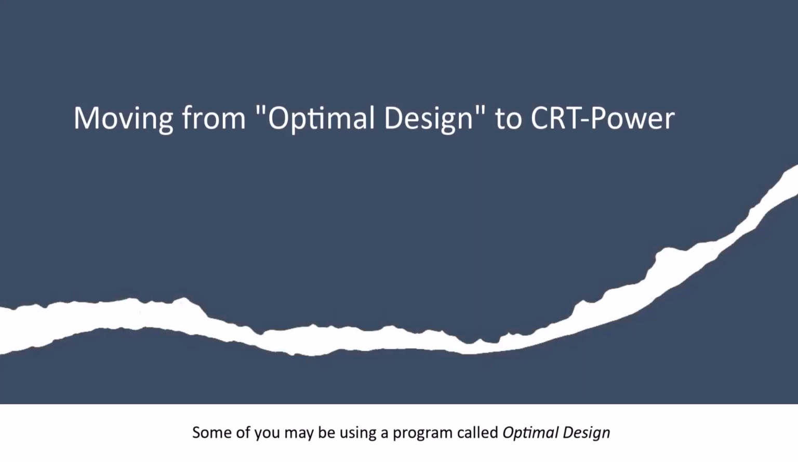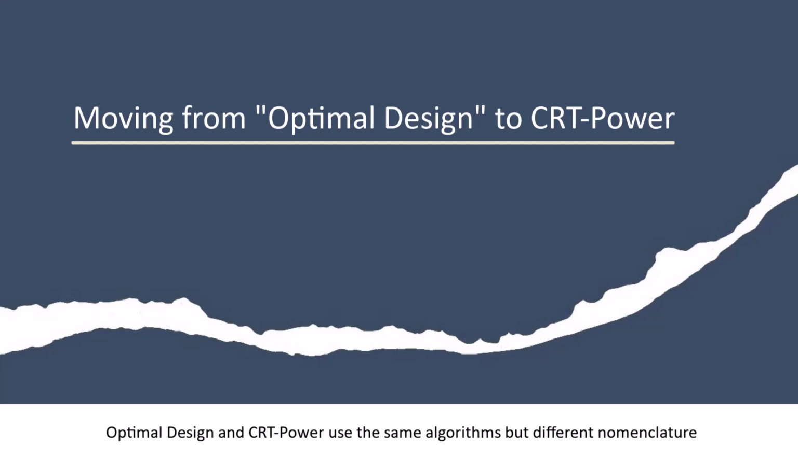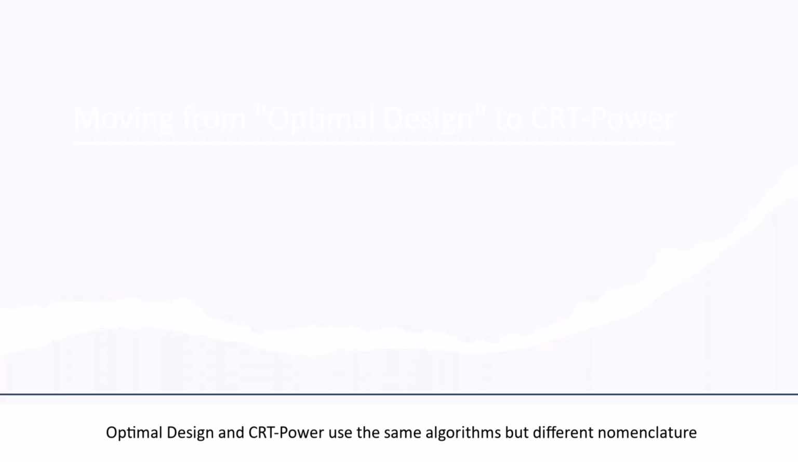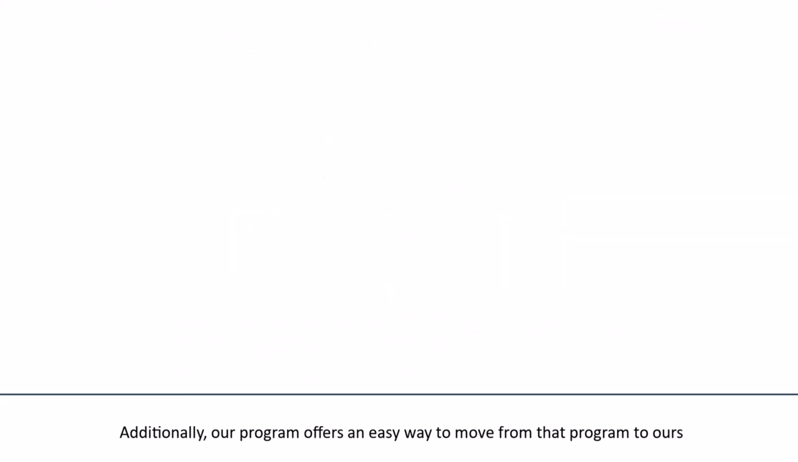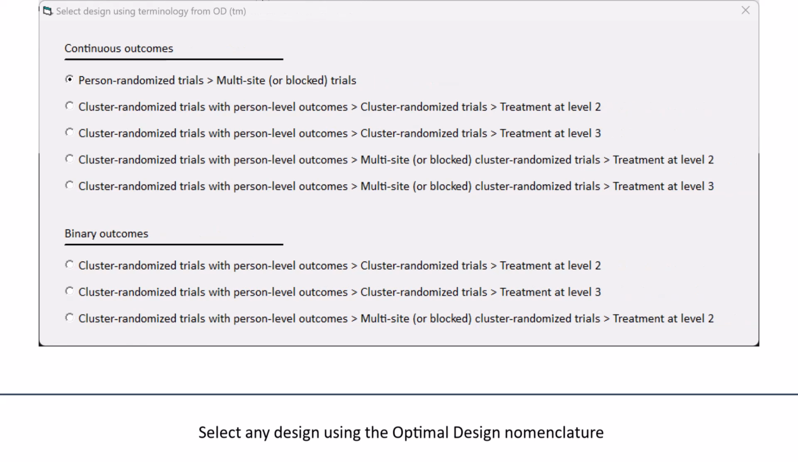Some of you may be using a program called Optimal Design. Optimal Design and CRT-Power use the same algorithms, but different nomenclature. The concordance between the two programs is detailed in this paper. Additionally, our program offers an easy way to move from that program to ours. Select any design using the Optimal Design nomenclature. The program will open the corresponding design in CRT-Power.